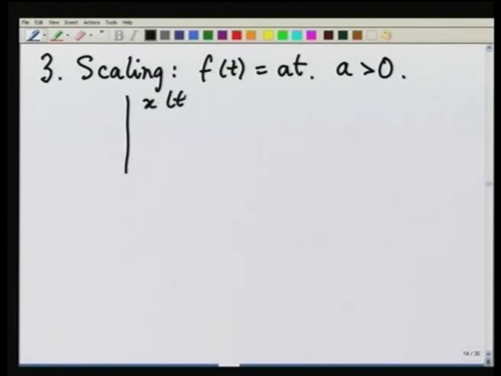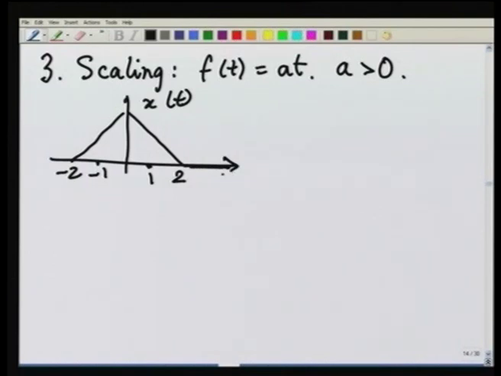Let x of t be chosen as follows. Let us say that this is 2, this is minus 2, minus 1 and 1, 0 outside all this. Let us again not try to find a mathematical expression for this. It of course can be done, but it is a little cumbersome, would waste a few moments. Instead, let us see what happens to the case when a equals 2. We therefore have to find x of 2t.